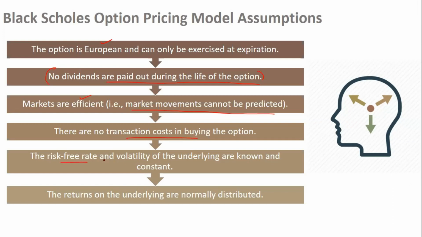The risk-free rate and the volatility of the underlying are known and constant. Please relate it to module 1 where we discussed the Greeks. You are going to see that all the Greeks play a role in this option pricing model. The returns on the underlying are normally distributed. Why do we need this? Because we are going to use the Z-score table as well.